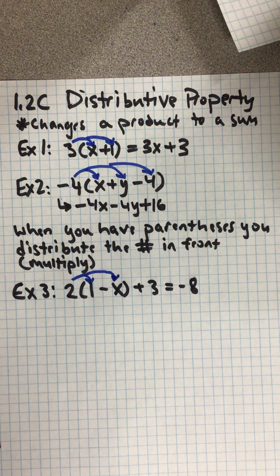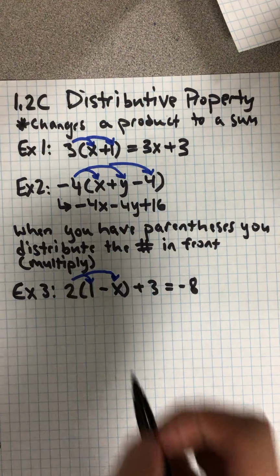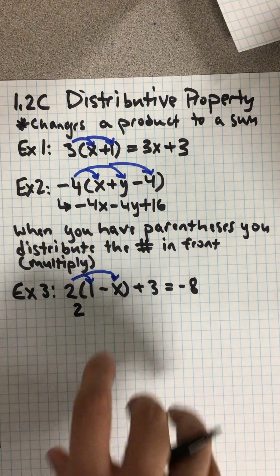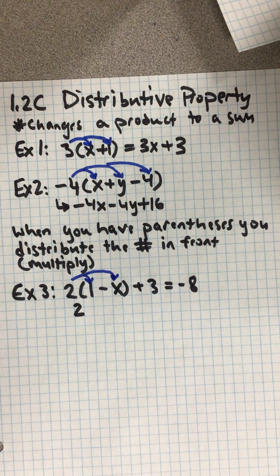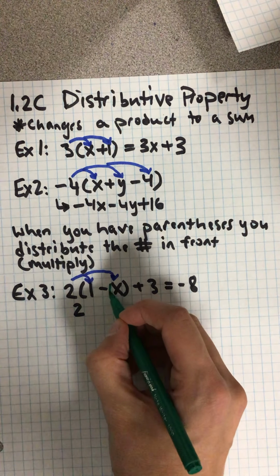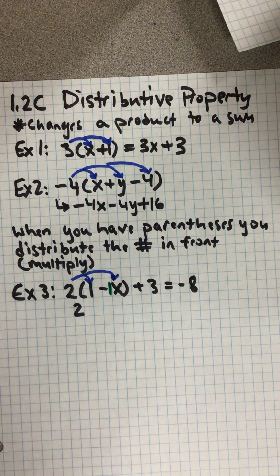Now, I'm hoping that all of you are able to say, well, I know 2 times 1. Anything times 1 is itself, so we have 2. And then we have 2 times negative x. Now, the negative x is a little bit trickier. We have to think about this. What is our coefficient on the negative x? Well, it's actually a 1. And because the coefficient on it is a 1, this is the same as 2 times negative 1.